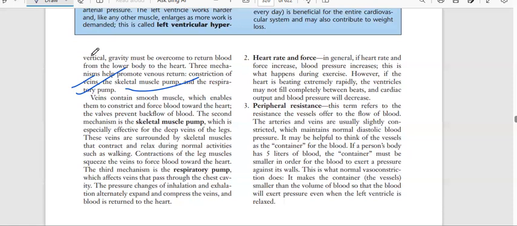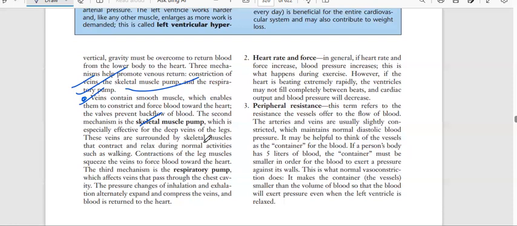Okay, how this happens, we'll discuss here. Veins contain smooth muscle which enables them to constrict and force blood toward the heart. The valves prevent backflow of the blood. So veins have smooth muscle, so they constrict. I told you in the second layer we have a smooth muscle layer. And the second is skeletal muscle, which is especially effective for the deep veins of the leg.